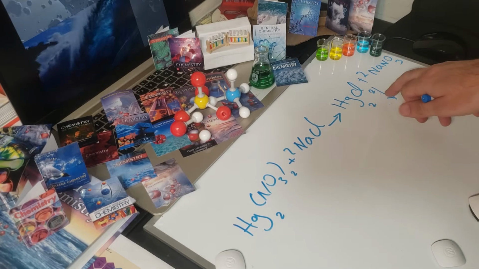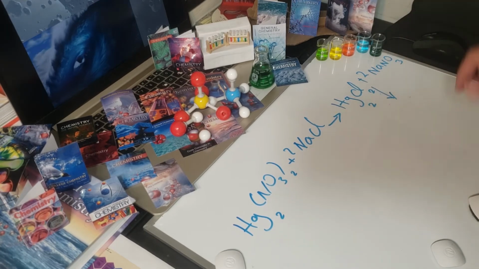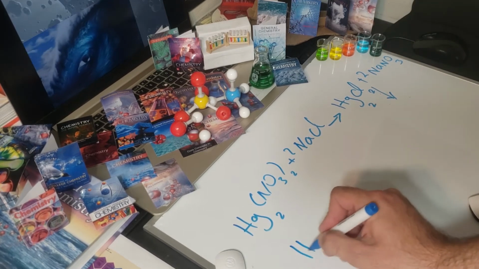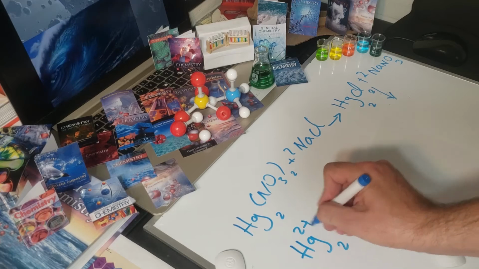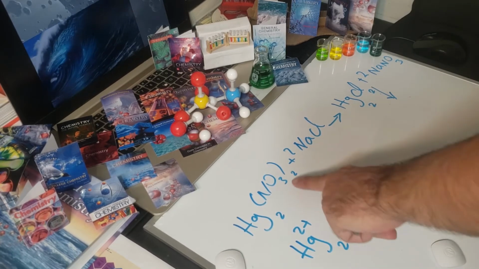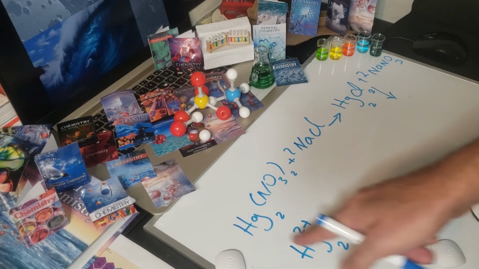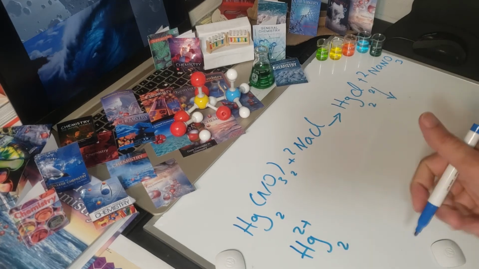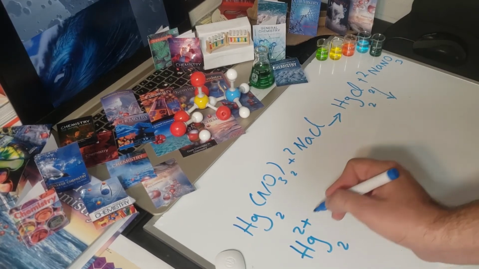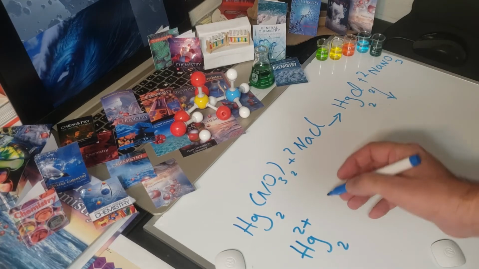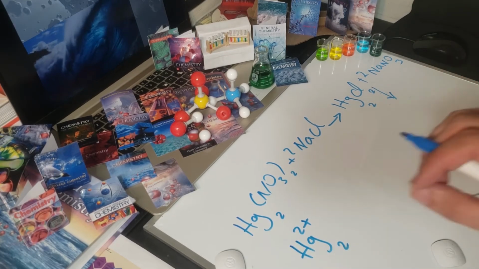So aqueous, and solid, aqueous. This would be given, but I'm not just writing it because I want to move fast. So Hg2 double plus, this you have to memorize. And how do you know the charge is plus 2? Because of the 2 nitrate. Okay, and Hg2 is going to actually attach together, because that's the nature of the mercurous cation, and you have to know this.